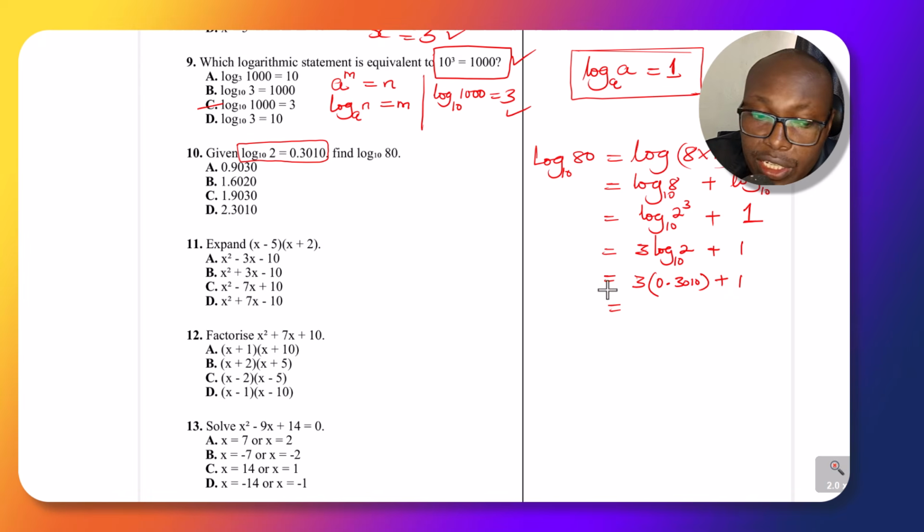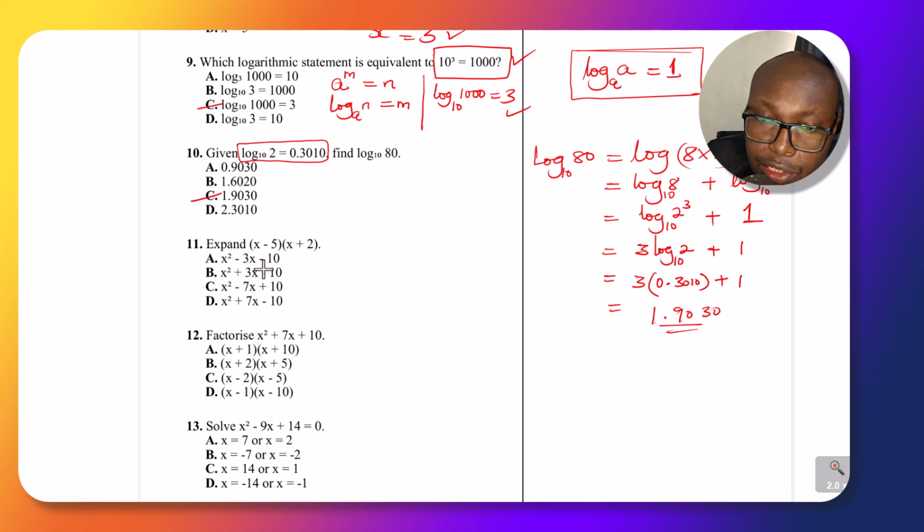And when you work out these, you're supposed to get 3 multiplied by 0.3010, then you add 1. This one should give you 1.9030, and that solution can say it is C.